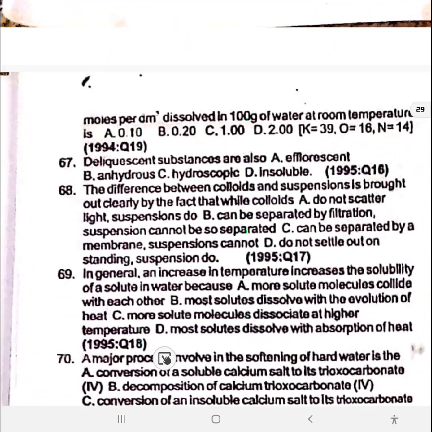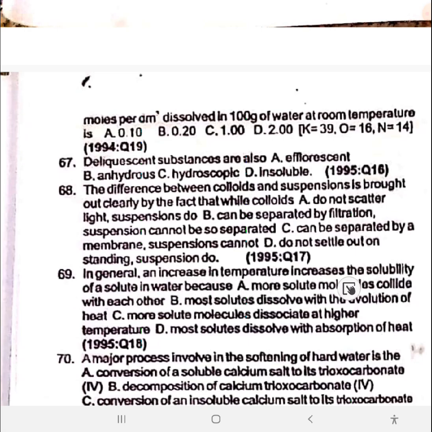66 has to do with calculation. 67, deliquescent substances are also hygroscopic. 67 is option C. 68, the difference between colloid and suspension is brought out clearly by the fact that while colloids do not settle out on standing, suspensions do. So 68 is option D.